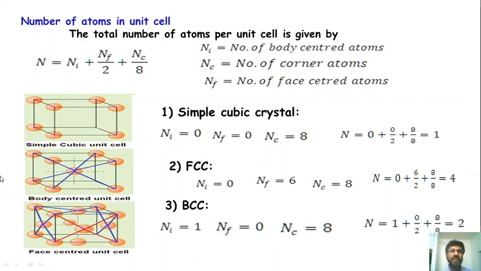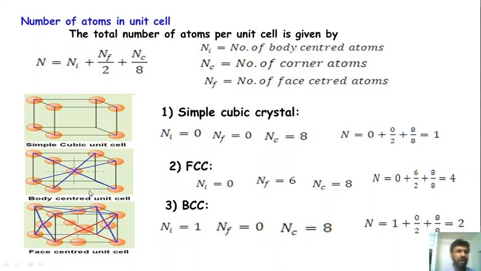Now in the case of the simple cubic crystal, how many atoms are there per unit cell? In this simple cubic crystal structure, the body centered atoms are 0, the face centered atoms are also 0, and there are only the 8 corner atoms, and therefore you will get N is equal to 1. So the sharing of atoms in this unit cell is equal to only 1.